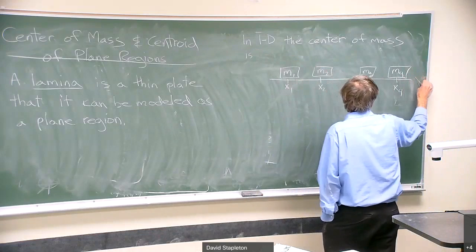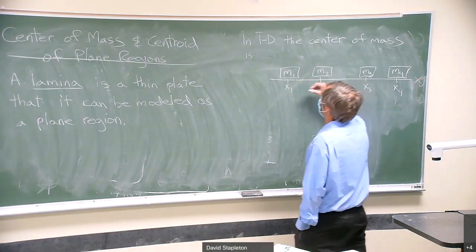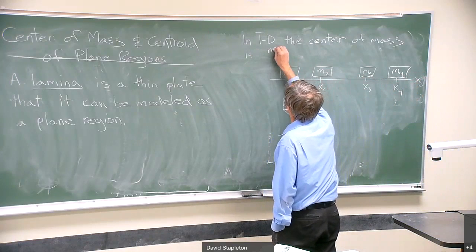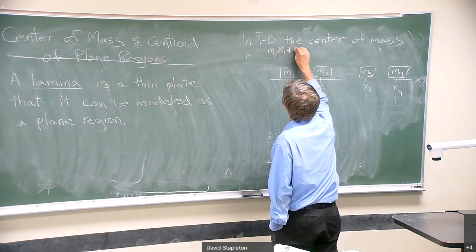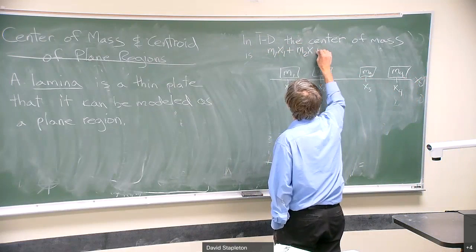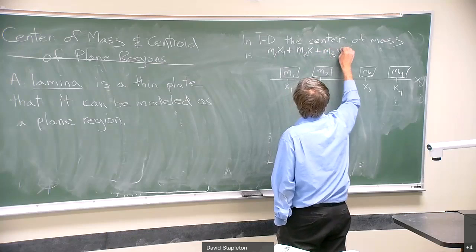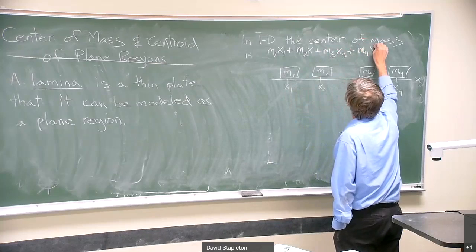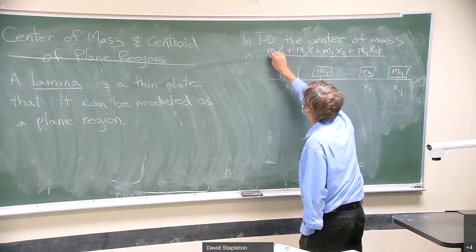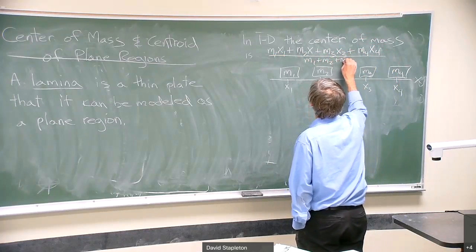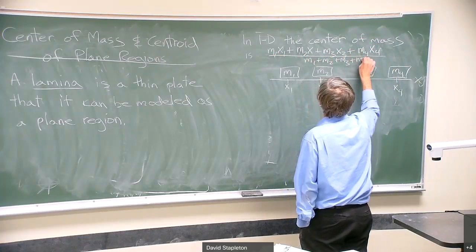And so if you consider this the x-axis, and these are points along the x-axis, it's m1x1 plus m2x2 plus m3x3 plus m4x4, all divided by the sum of the masses, m1 plus m2 plus m3 plus m4.